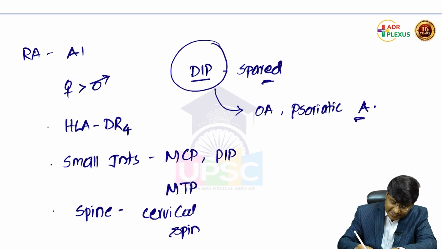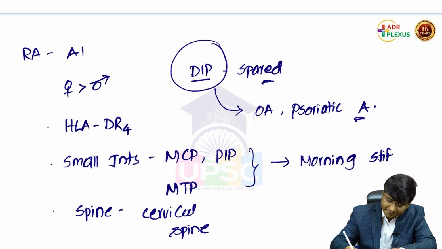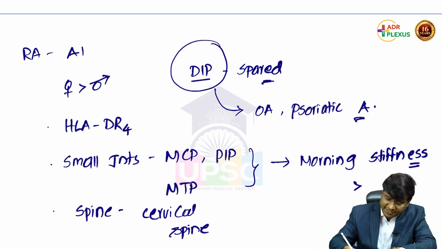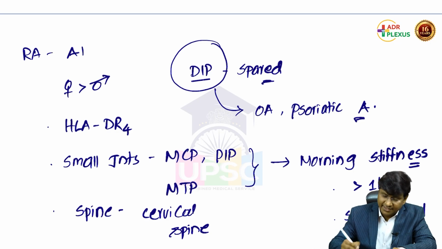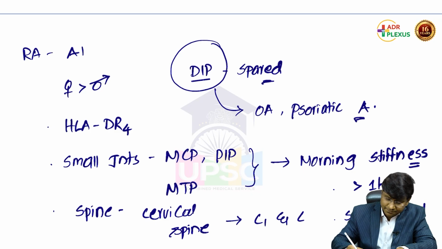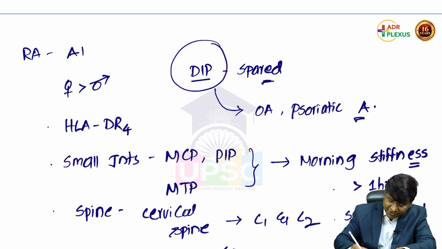Now, because of the involvement of the joints and spine, what will be the clinical manifestations? Because of the involvement of these small joints, these patients complain of early morning stiffness, and this early morning stiffness will be there for more than 1 hour. And the joint involvement is bilaterally symmetrical. That is what you observe in rheumatoid arthritis. And due to the involvement of the cervical spine, there is dislocation of C1 and C2. So there is atlantoaxial dislocation, and because of atlantoaxial dislocation, these patients present with what is called spastic quadriparesis.